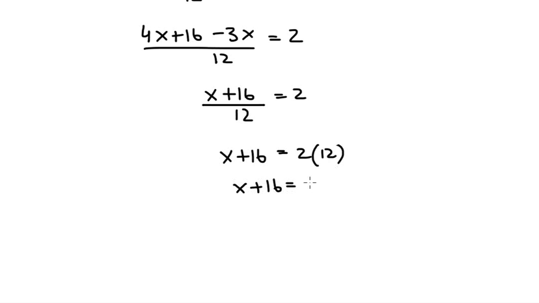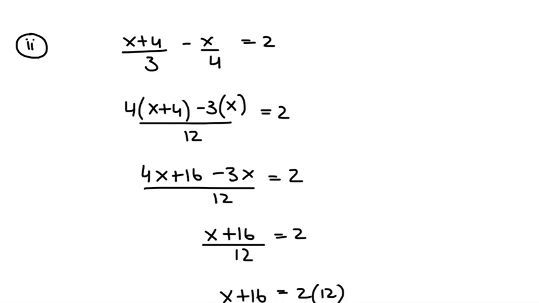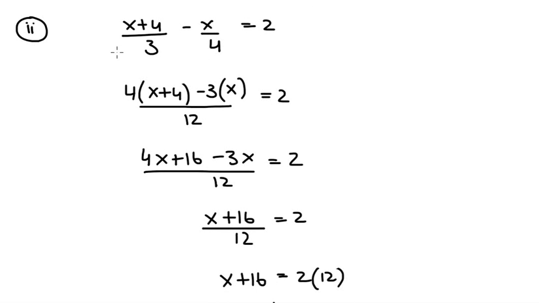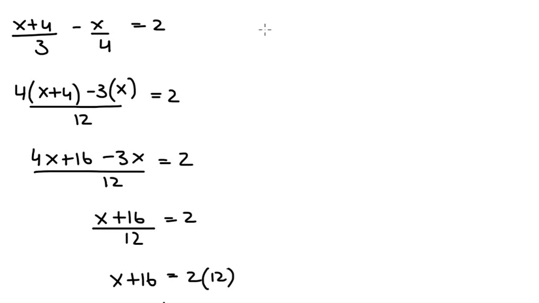X plus 16 is equal to 24. X is equal to 24 minus 16. So x is equal to 8. So what I could have done here again is the other way. I could multiply every single term by 12 and I'll still get the same answer. So let's just try to show that we will get the same thing.